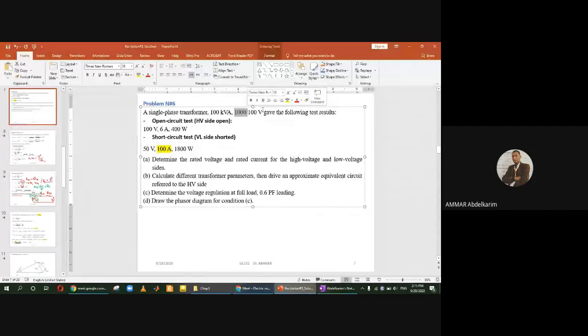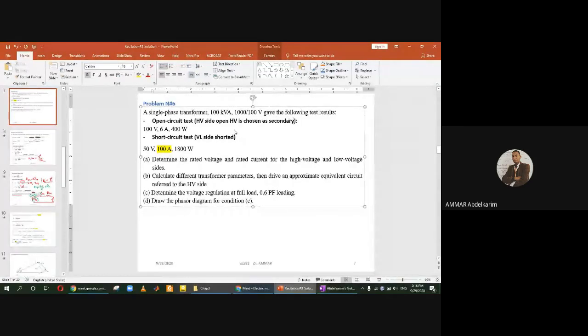Okay. Here, open circuit test: the high voltage side is open. So the high voltage side is the secondary. It is open, meaning secondary, because we connect our measurement devices and the source in the primary. So here the high voltage has been chosen as secondary, is open. So HV is chosen as secondary.